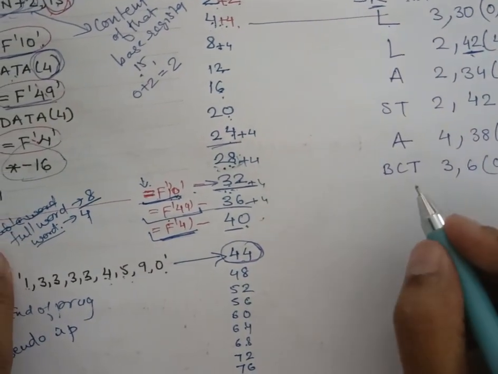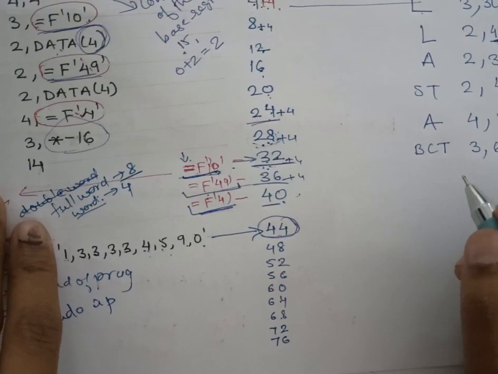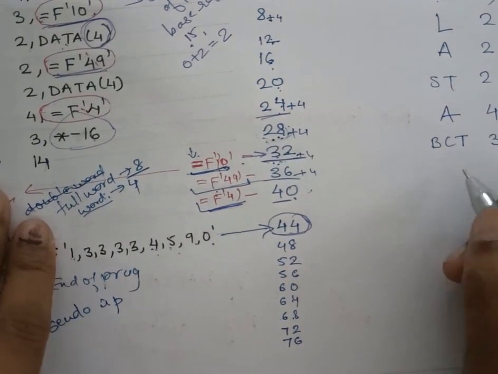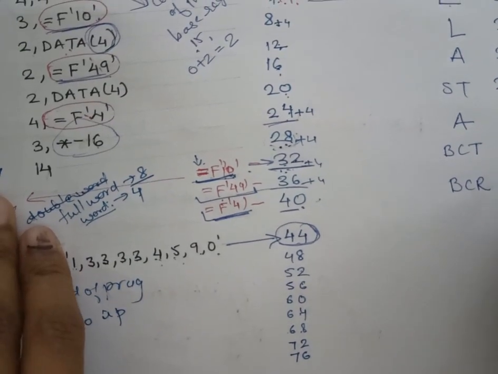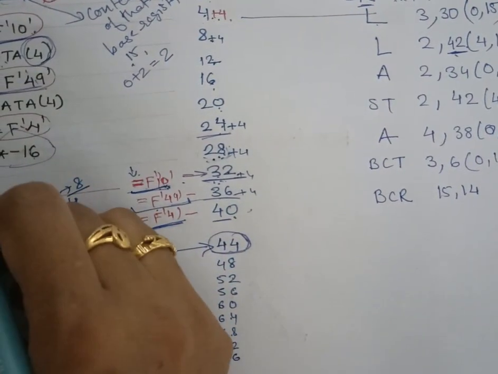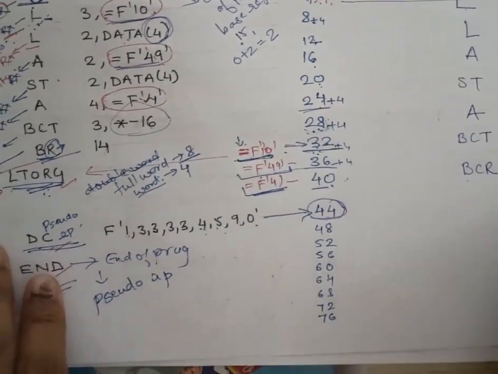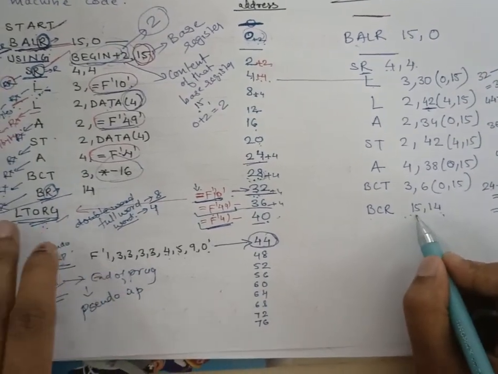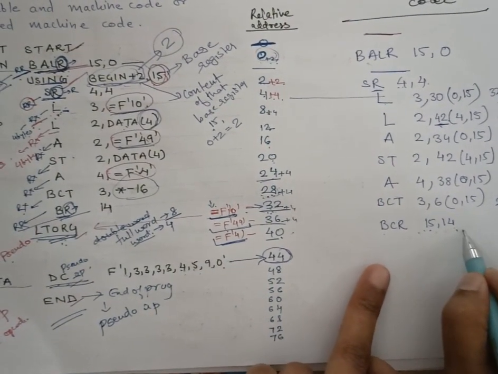The next one we have is the BR. Always remember that BR is branching, and that branching always gets converted into conditional branching, so it will always become BCR, and it will become 15 comma 14. This is an RR instruction, and an RR instruction always has 2 registers, which is why the BR gets converted into BCR 15 comma 14.